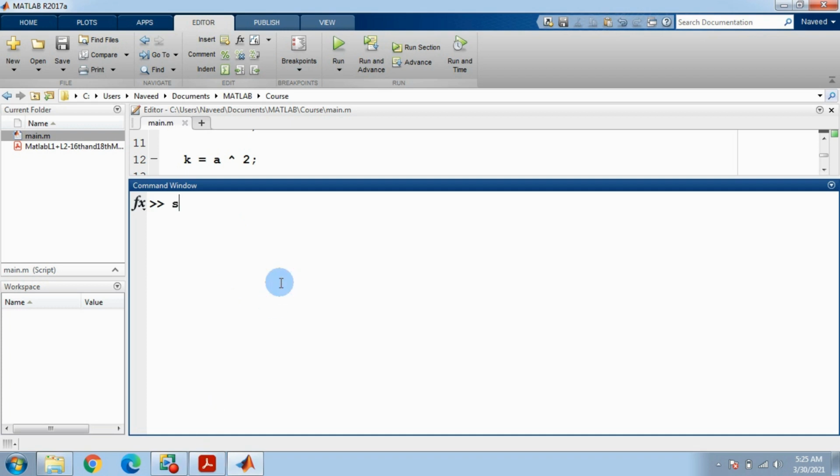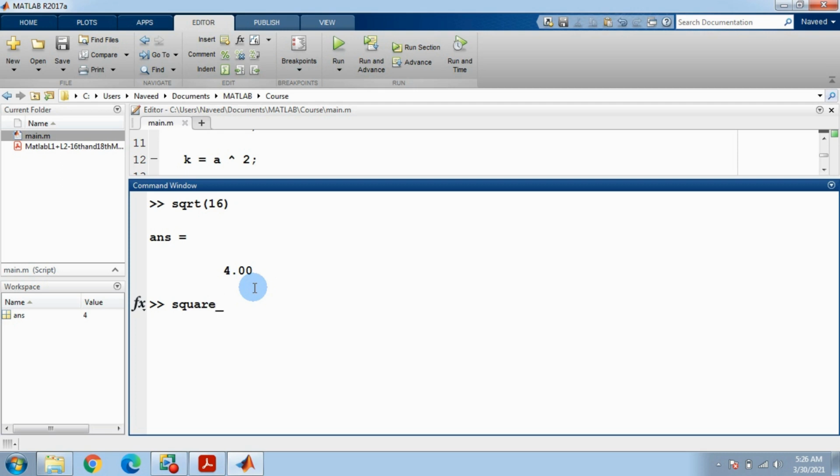So let's take the square root of simple number 16. So if I write square root of 16 and hit enter, I'd get 4. Now I can assign this answer to a variable called square root, or whatever we want the name to be.